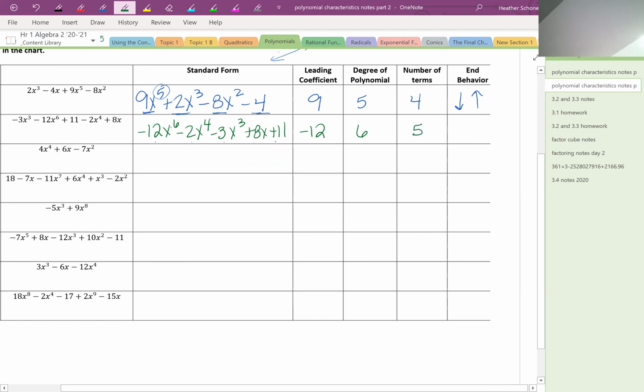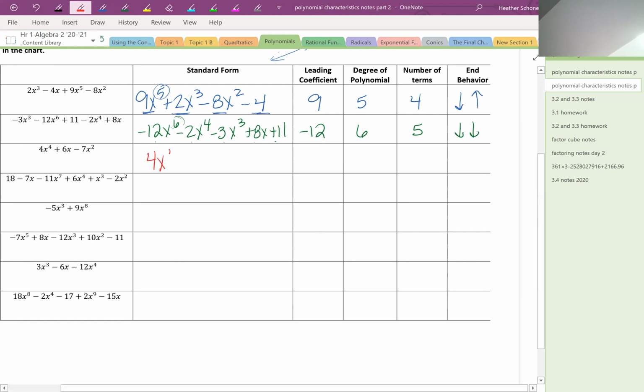The end behavior. Well, this time the degree is 6, which is an even number. Even means they're going to go the same direction. But since the leading coefficient is negative, that same direction is going to be down. All right, let's rewrite the next one.